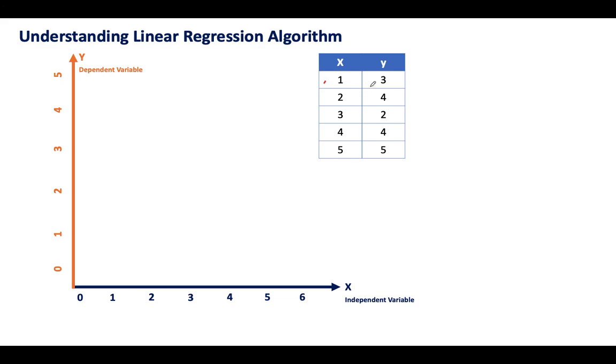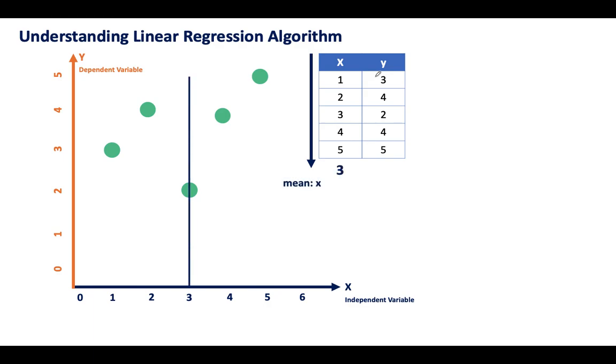Now we see that this is x1 and y. For x equals 1, y equals 3. So we'll plot x equals 1 and y equals 3, and we get a point. Similarly, we plot 2, 4, 3, 2, 4, 4, and 5, 5. Okay, if we find the mean of this x-axis, we find it to be 3. So we'll pass a line from this 3, and similarly for y, we found it to be 3.6. So we'll pass a line at the mean of that, right?